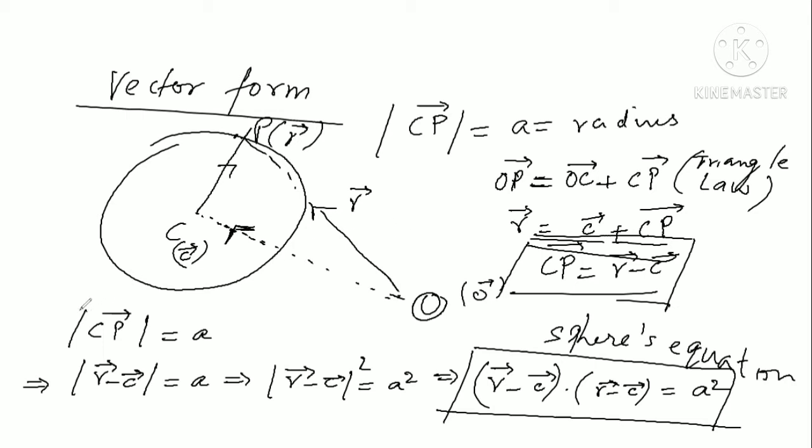Okay, so now we come to this relation: mod of CP vector is equal to a. Since CP vector is R vector minus C vector, mod of R minus C is equal to a. Now take square on both the sides. So square of magnitude of R vector minus C vector is equal to a square. Now square of magnitude of R minus C can also be written as dot product of R minus C with itself. So R minus C dot R minus C is equal to a square. So this is the equation of the sphere in vector form.